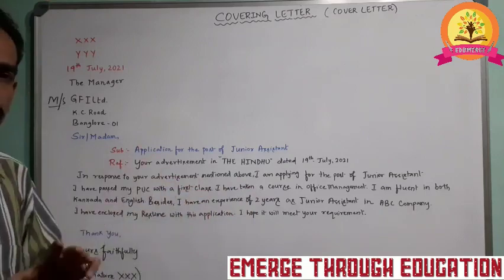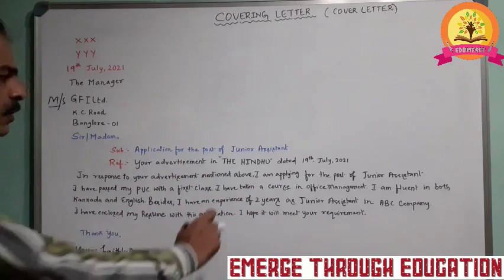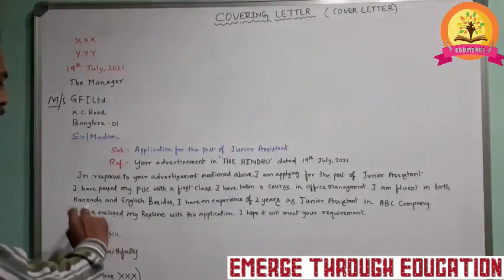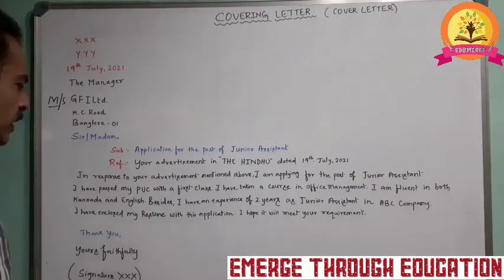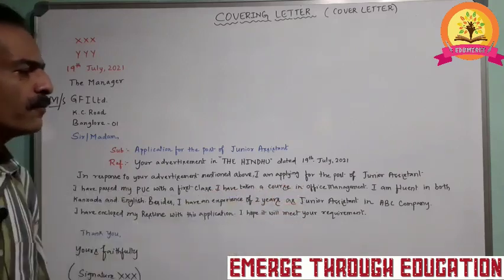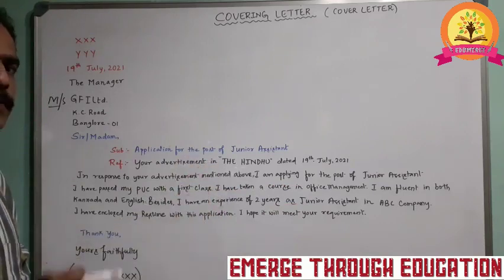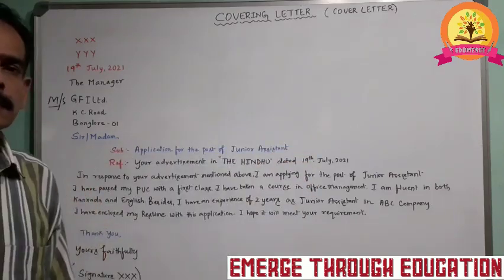Again, you should notice that as and when we use have in the perfect tense, it should be followed by the V3 form of the verb, dear young learners. Here also, I have passed: pass, passed, passed. The V3 form of the verb will come. Here also, I have taken a course in office management. Again, I am fluent in both English and Kannada. That's once again present tense, dear students.